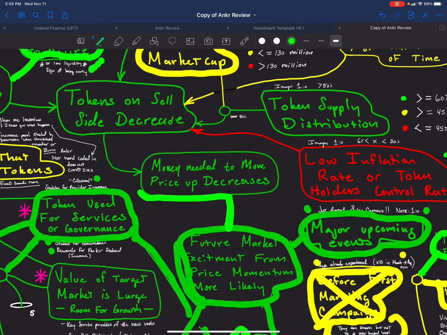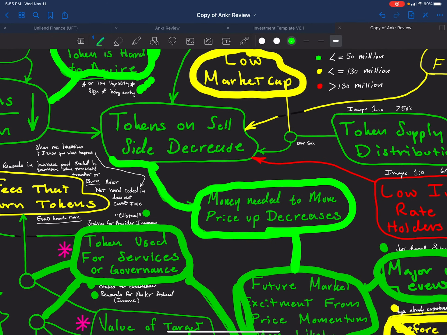The money needed to move price up decreases. I expect over time the amount of money needed to push the price up to decrease, and the tokens on the sell side to decrease. I expect that to be the case over time.